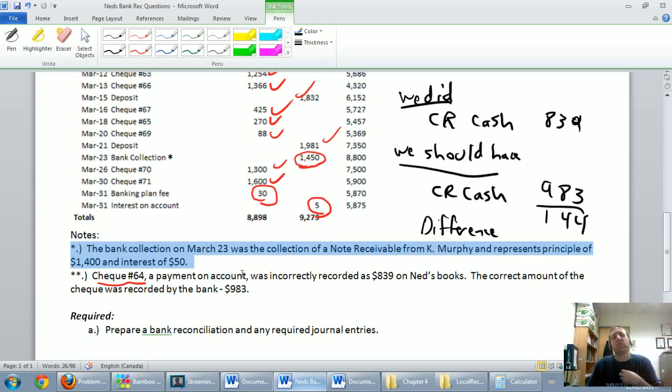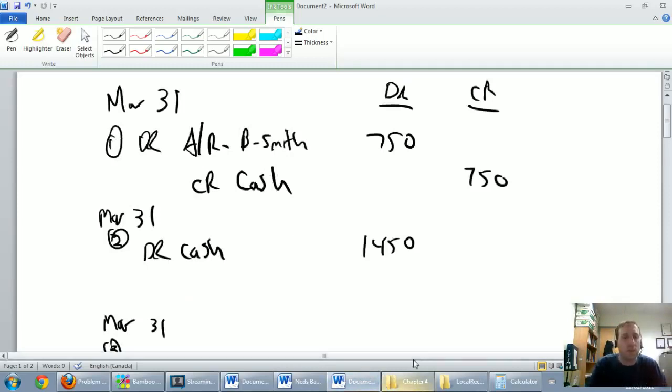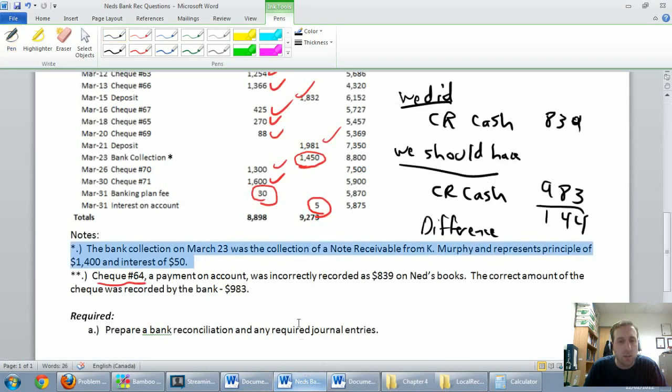When I collect $50 of interest, that's money coming into me, that's earnings to me, that's interest revenue. So I'm going to credit, and of course whenever we have revenues, they take a credit. I'm going to credit interest rev, short for interest revenue, for $50. Now we're missing a credit for $1,400, and that's of course for the principal. And it says in the question that that's principal on a note receivable. It was a collection of a note receivable.